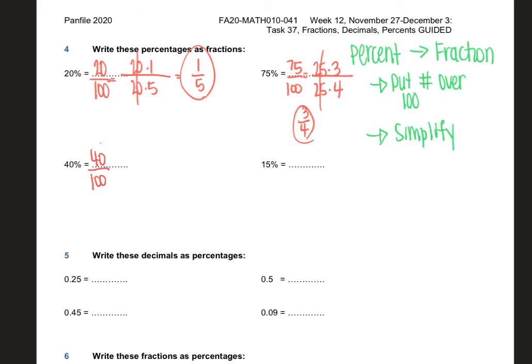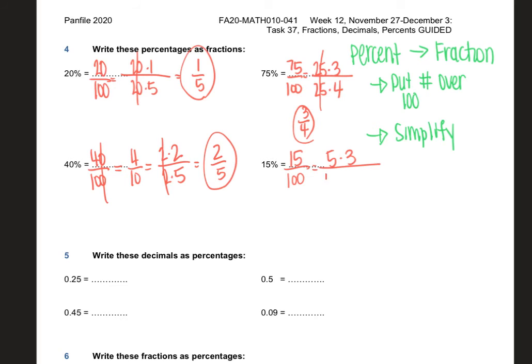40 over 100. First thing I can do is knock off that last 0 of the top and the bottom. Then I get 4/10. That is the same as 2 times 5 on the top. Oh, sorry, I lied. My brain's ahead of me. It's the same as 2 times 2 on the top and 2 times 5 on the bottom. The 2's cancel out, and it gives me 2/5. And 15/100. I know they're both divisible by 5. So on top, I'm going to do 5 times 3. On the bottom, I do 5 times 20. The 5's cancel out, and I get 3/20, and I'm done.